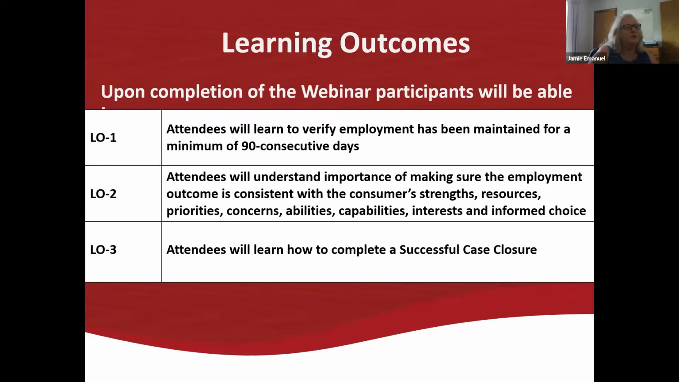Number two, to better understand the importance of making sure the employment outcome is consistent with the consumer's strengths, resources, priorities, concerns, abilities, capabilities, interest, and informed choice. And then number three, we're also going to learn how to complete a successful case closure using the documentation and the templates that we've created for that. So let's go on to the first slide.